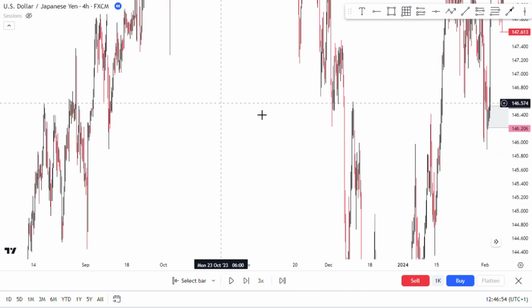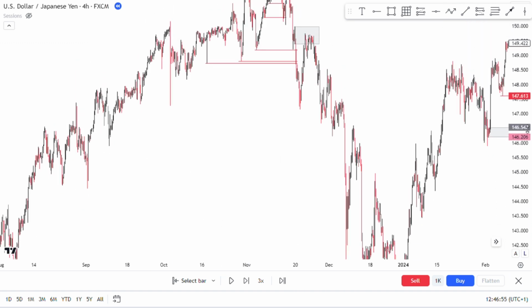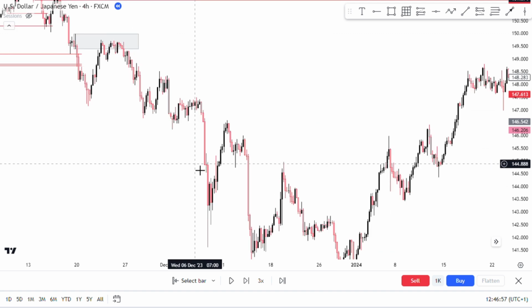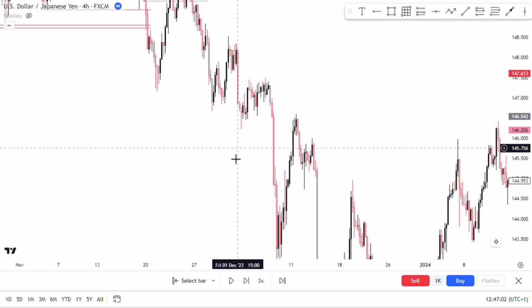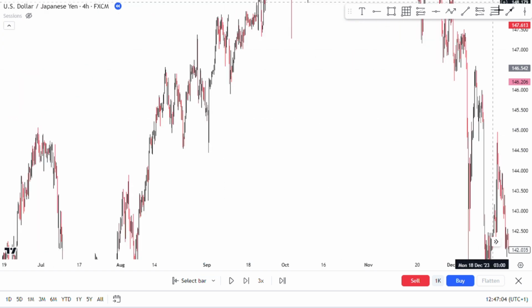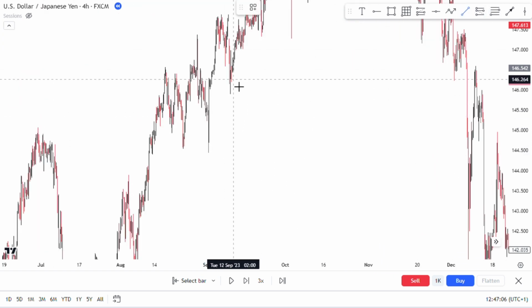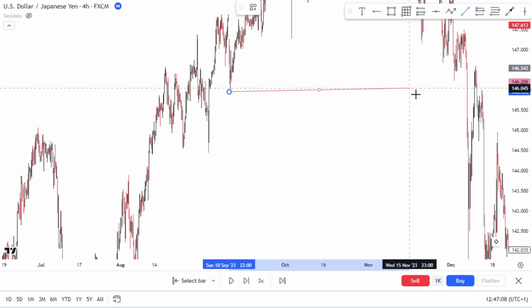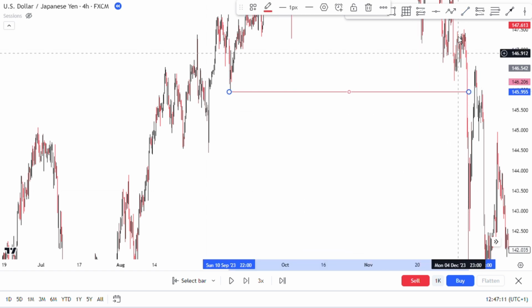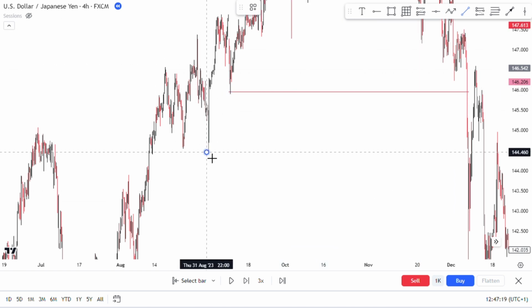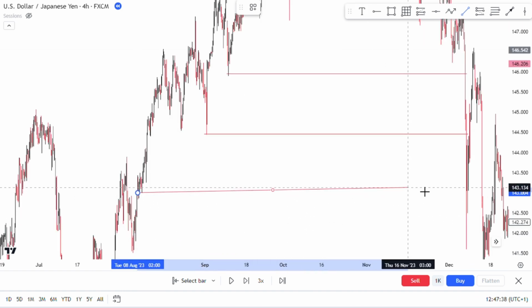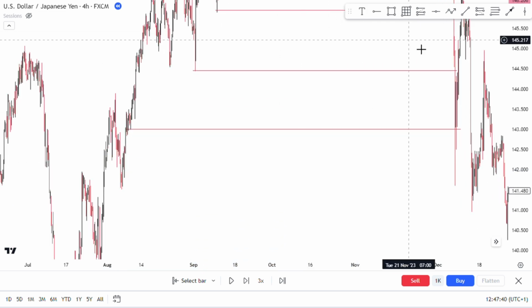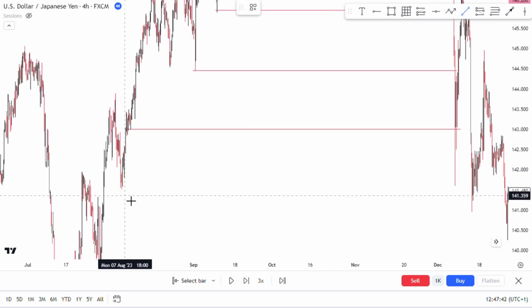Let me give you one more example before I end this video. So if you see this particular area here, this particular move, it ended up breaking a lot of lows in this particular place. It ended up breaking a lot of lows. This move is what broke this low, and then this low also, and also this low, and also this last low. So we have a lot of lows there.